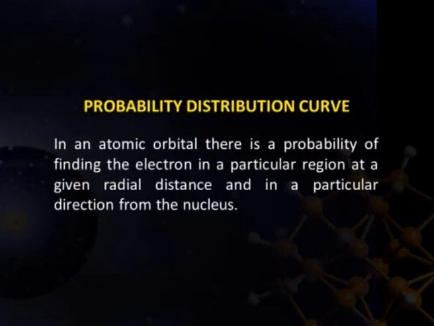In an atomic orbital, there is a probability of finding the electron in a particular region at a given radial distance and in a particular direction from the nucleus. This gives rise to two types of probability of finding the electron.